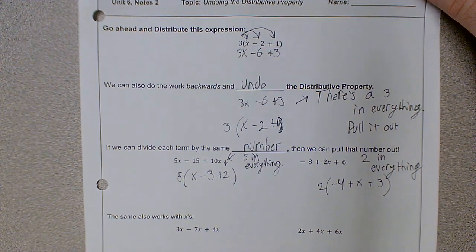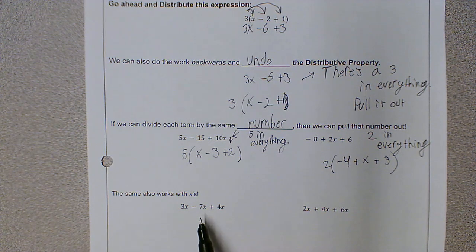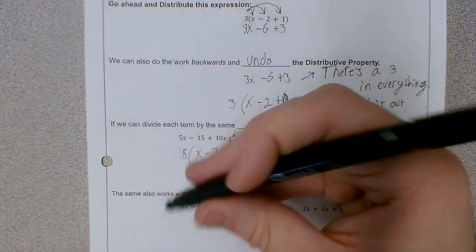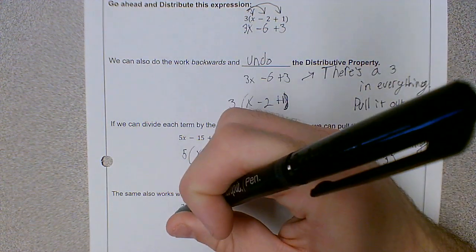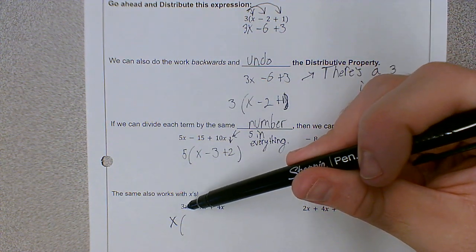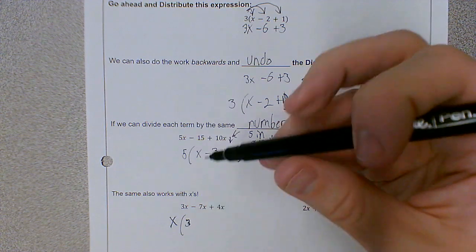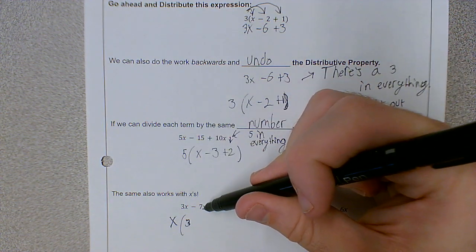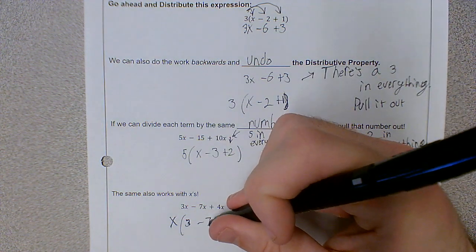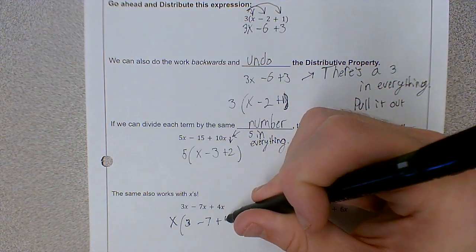And then, we can also just do it with x's. See how there's an x in each of these terms? I can go ahead and pull that x out. So, x parentheses. If I take that x away, I'm just left with 3. If I take this x away, I'm just left with 7. I take this x away, I'm left with 4.